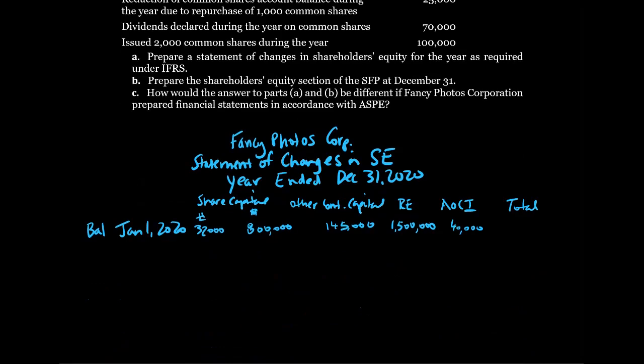And then we're simply going to have our total. Obviously, we don't add in the number of shares. 800,000, 145, 1.5, and 40,000. So our total equity is going to be 2,485,000.